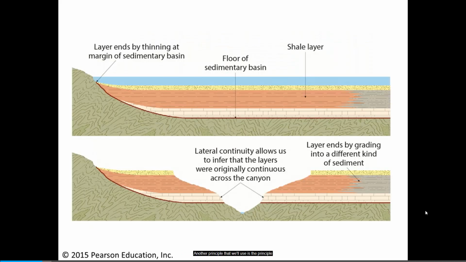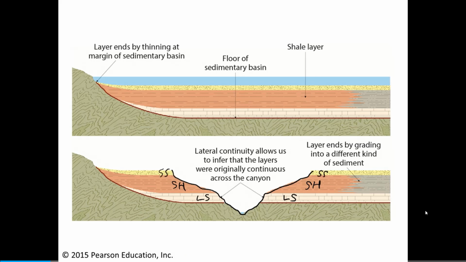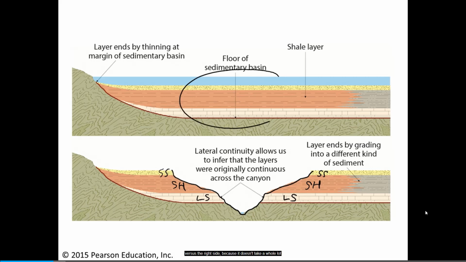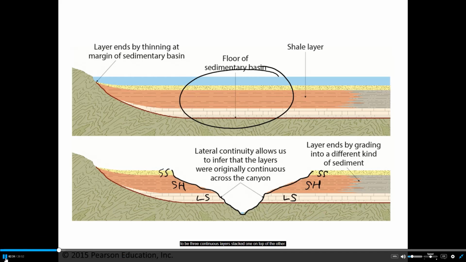Another principle that we'll use is the principle of lateral continuity. This is a kind of common sense applied to geology here. If we find a situation like a canyon out west where we find a limestone down as the lowest layer on both sides of the canyon and a red shale above that, and then a nice yellow sandstone above that, that would not require two separate stories to tell, say, the story of the left side of the canyon versus the right side, because it doesn't take a whole lot of imagination to imagine the situation before the canyon was there, before it cut into what used to be three continuous layers.